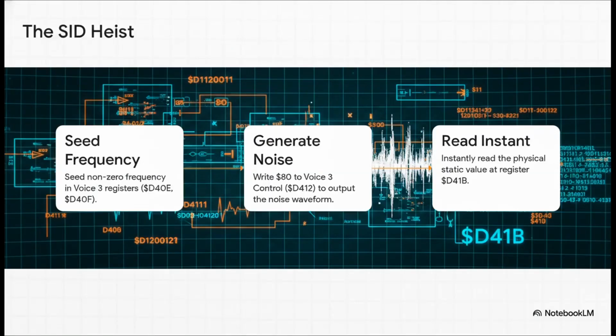So how exactly do they execute this heist in assembly code? The steps are beautifully simple and highly effective. First, you seed a non-zero frequency into the SID's voice 3 registers, specifically at addresses hex D40E and D40F. Then comes the magic. You write the hex value 80 to the voice 3 control register at hex D412. In binary, hex 80 is a 1 followed by 7 zeros. Setting that top bit tells the internal oscillator to stop making a clean musical tone and instead output the chaotic noise waveform. They effectively tricked the SID chip into generating a relentless, high-speed stream of high-frequency static.